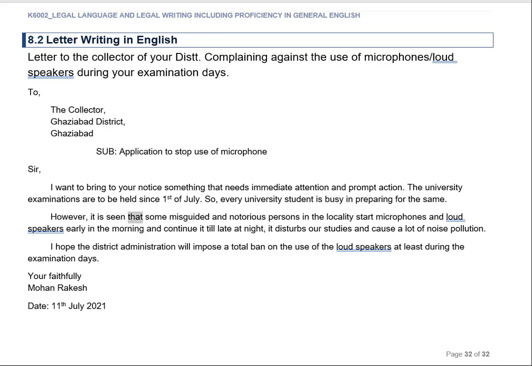However, it is seen that some misguided and notorious persons in the locality start microphones and loudspeakers early in the morning and continue till late at night. It disturbs our studies and causes a lot of noise pollution. I hope the district administration will impose a total ban on the use of loudspeakers at least during the examination days. Yours faithfully, Mohan Rakesh. Date: July 11, 2021.